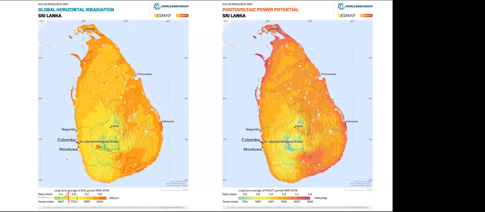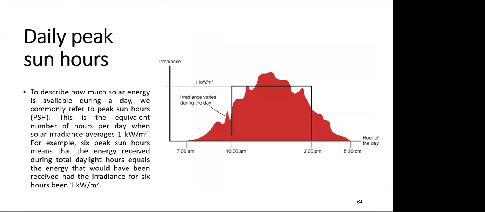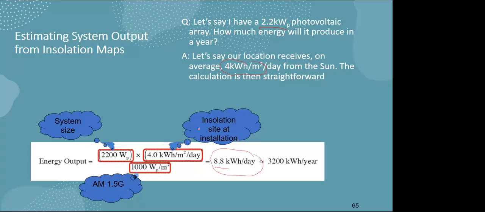In Colombo, it is around this range. It's around 5 kilowatt hours per square meter. That is in Colombo, 5 kilowatt hours per square meter. Then if we require 10 kilowatt hours per day, what should be the panel capacity? You can approximate it by this equation. This equation can be used there.